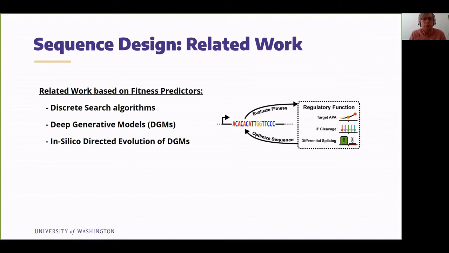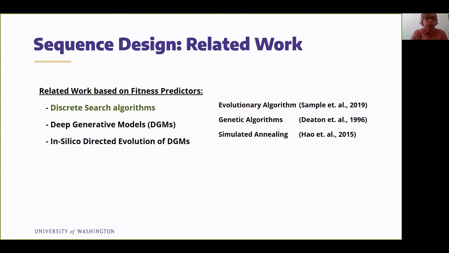Many of these methods rely on the assumption that you have a pre-trained fitness predictor, or a predictor oracle, as it's sometimes called, that allows you to score an input sequence with respect to the biological function that you're trying to optimize. And so the general paradigm is that you start with some initial sequence design, and you then computationally evaluate its fitness using this predictor, and then make informed local changes to the sequence in order to iteratively optimize it.